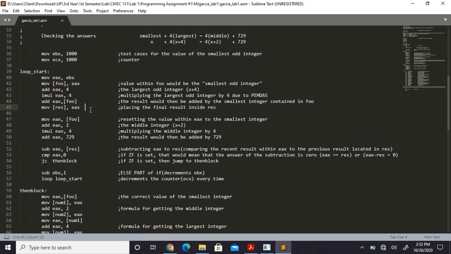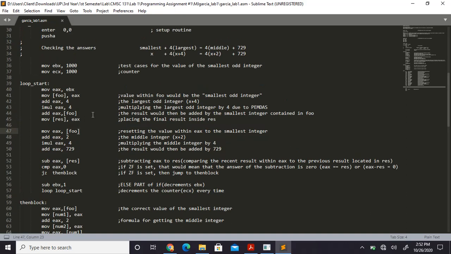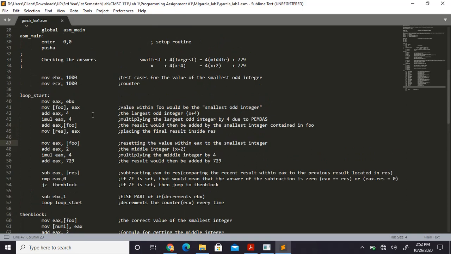Next naman ay we would reset naman yung AX by resetting the value within AX to the smallest integer once again. Yung ginawa ko na mag-reset siya ulit so that magiging mababalik ulit siya to normal, so that we can check the right side naman. Next, we will check within dito, which is the middle integer, which is x plus 2. So we would just add AX to 2.